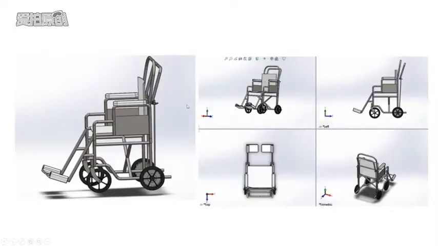Our goal is to divide this project into three main systems: the chassis system, the suspension system, and the brake system. So from these slides, you can see the general views of this wheelchair and these four views of this wheelchair.